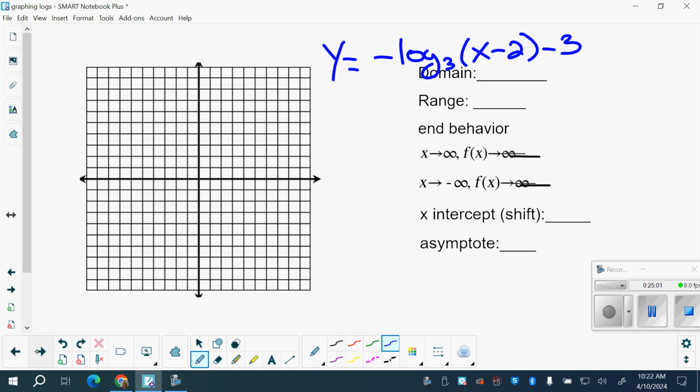Yes, we flip it over the y-axis. I mean, over the x-axis. So here's the normal one. The normal one looks like this. So the flipped version looks like that.